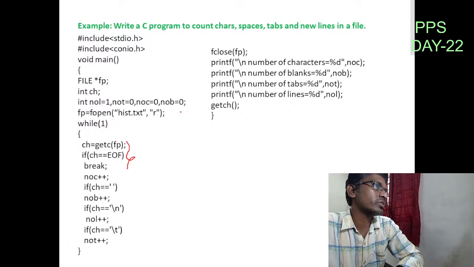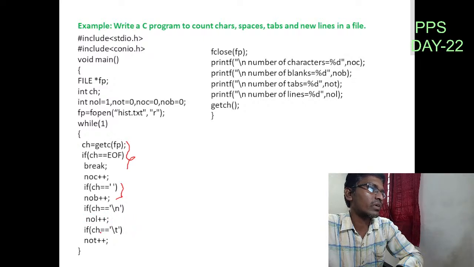After that, I'm going to use spaces. If a character contains a single space, then it will count it. Here NOB stands for number of blank spaces. Next, if ch is equal to \n, \n is used for displaying a new line. If you want to count the number of lines in a text file, you have to use \n. Then you will get the number of lines in the file.